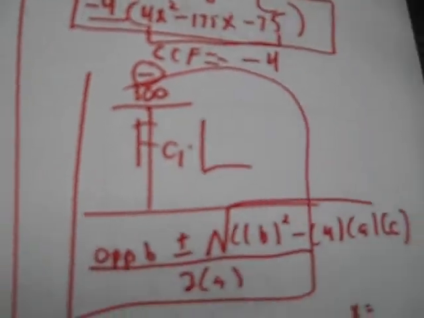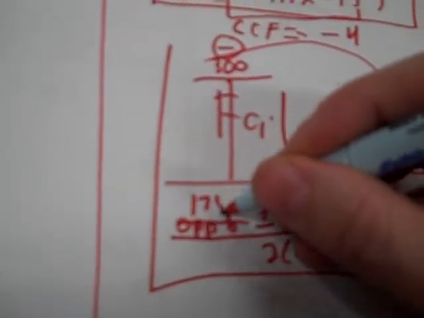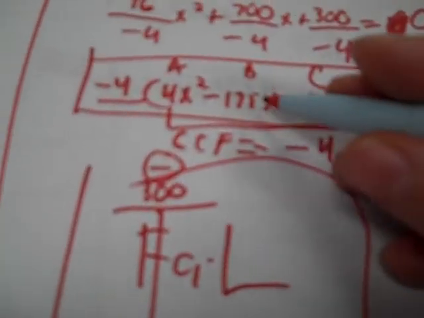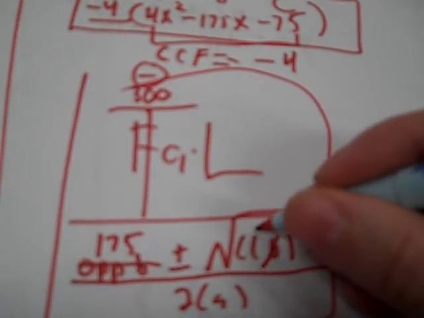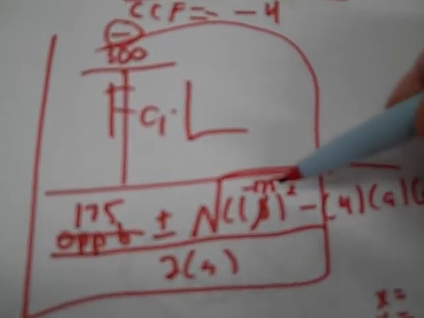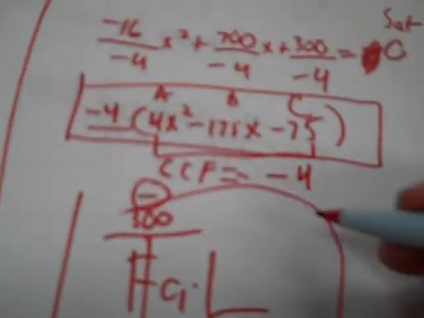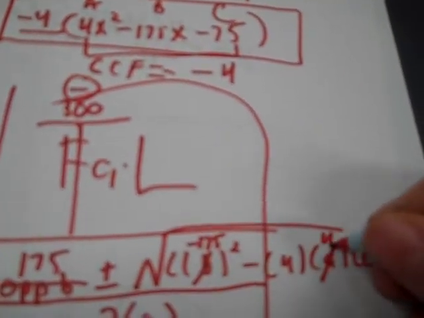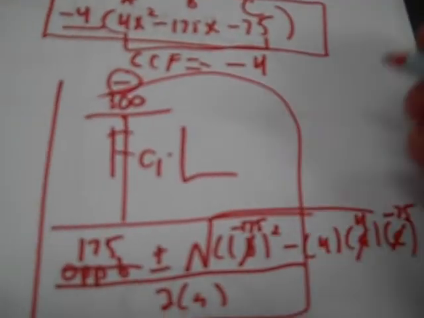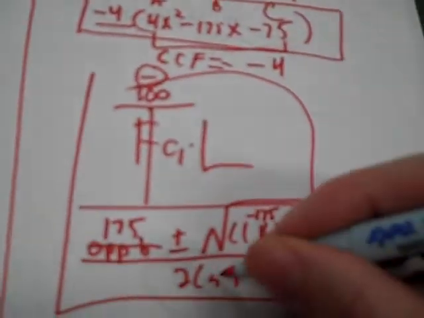Okay, so the opposite of B would be positive 175. B itself would be negative 175. I'm going to put the negative, even though it doesn't really matter, because when you take a number to the second power, it ends up being positive anyway. 4, and then A is 4. And C is negative 75. You got to get your negative 75 or it doesn't work. You can't just put 75. And then A itself is 4.